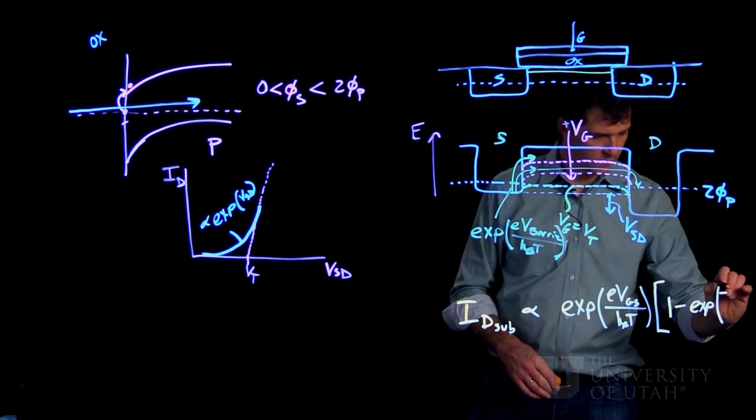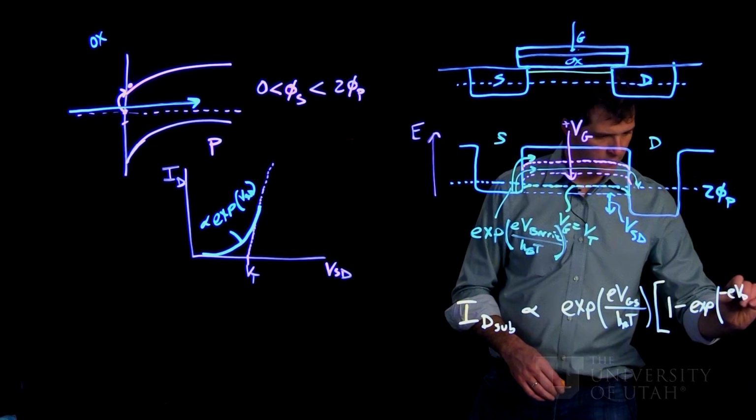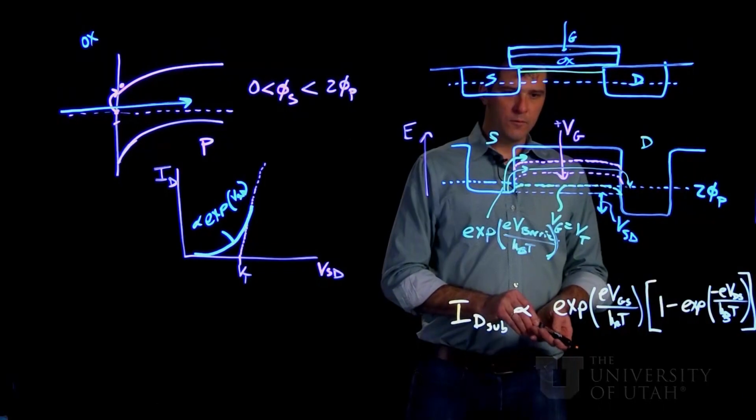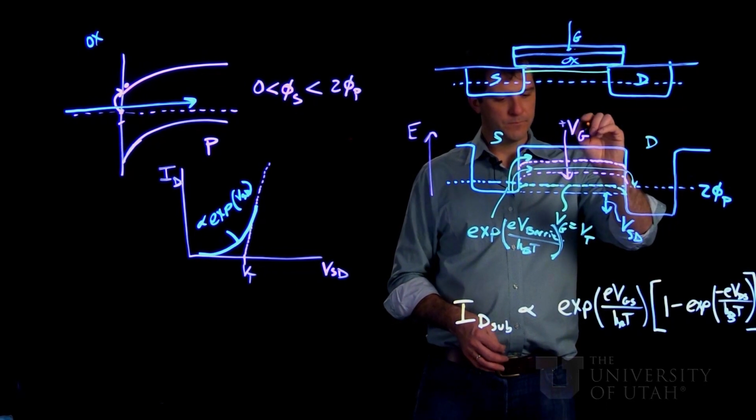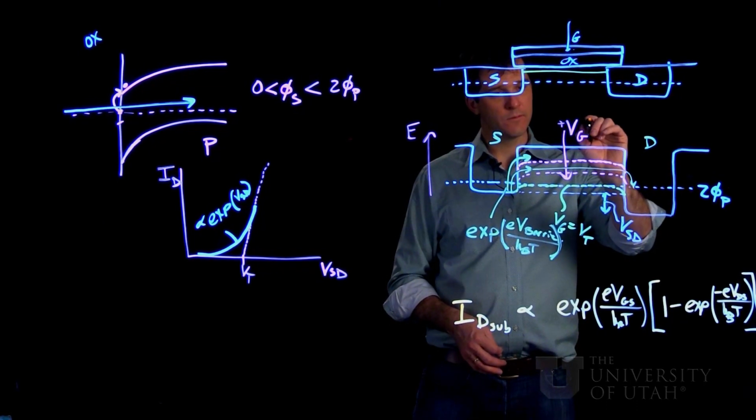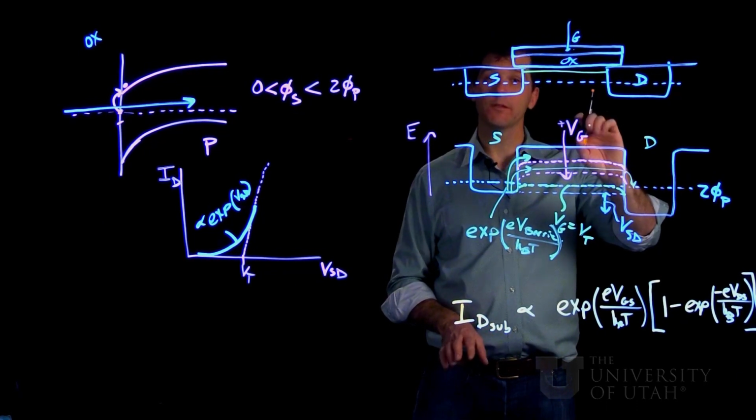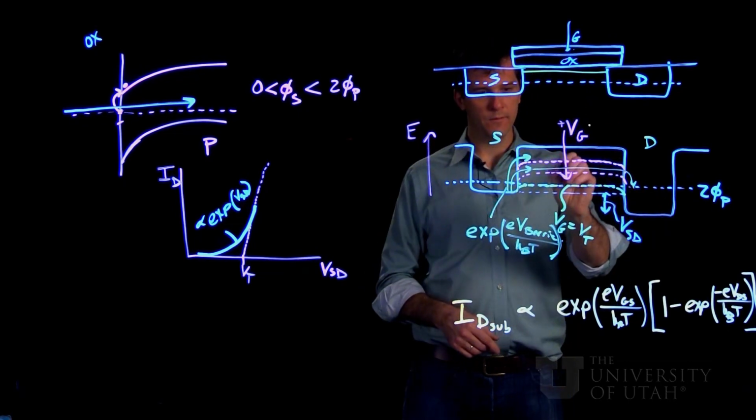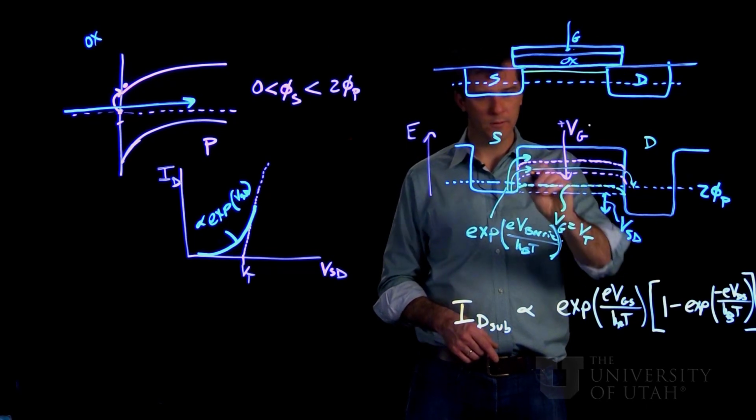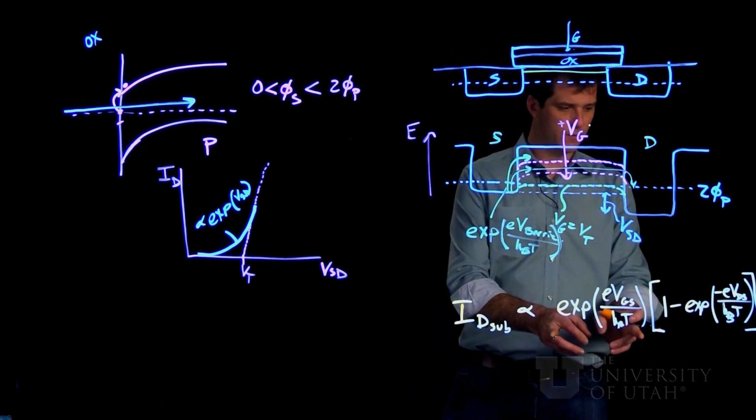And minus EV drain source. So what this says is, as the gate voltage is increased, this problem will become bigger. And you can see that because this barrier will be lowered, and it's hence this term.